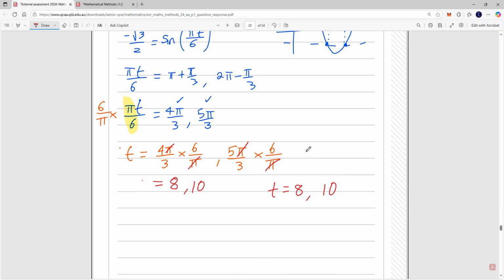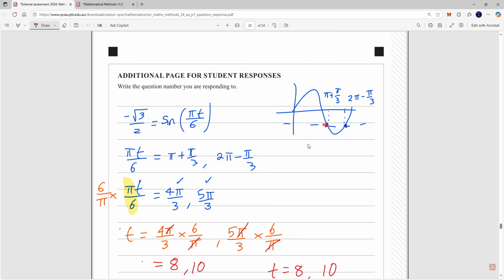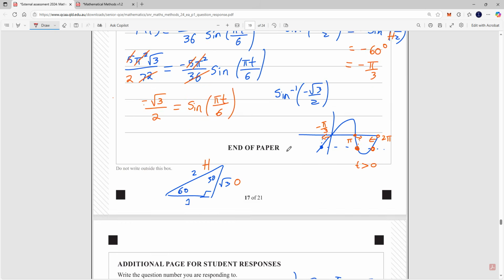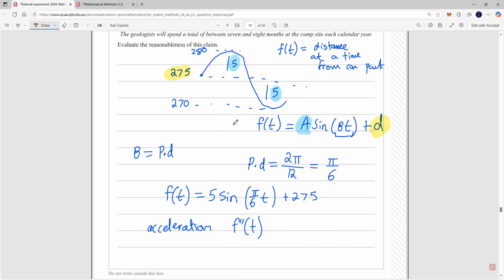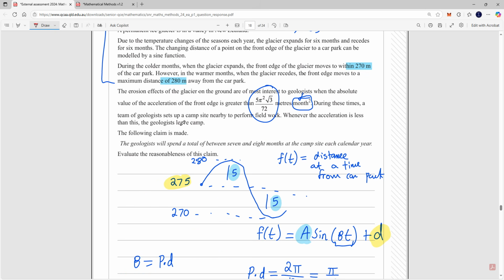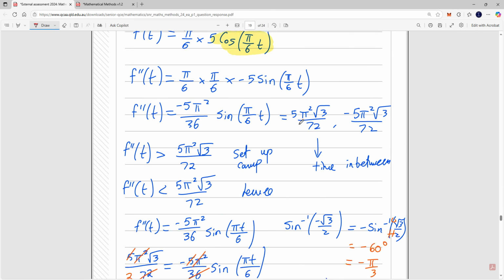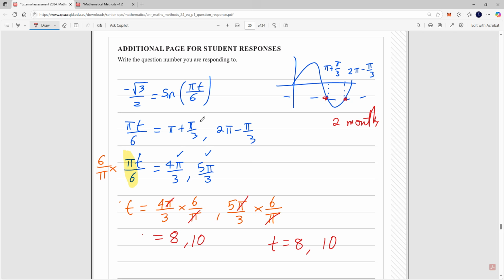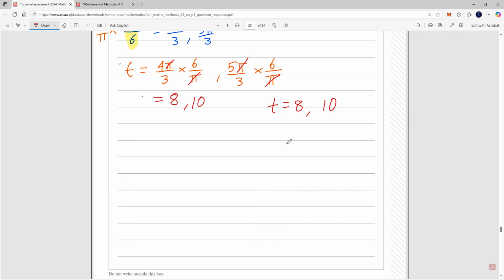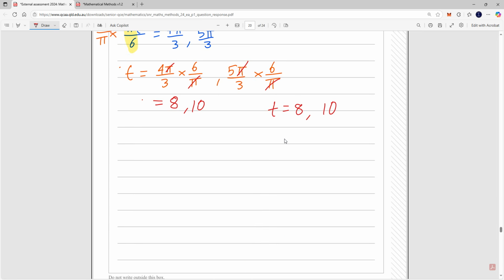Okay, so that means the distance of time between those guys is only 2 months. So at the moment that claim is not reasonable when they said 7 to 8 months. Now a lot of people would just stop there. You've got to do the negative one as well. Okay, so we've got to know when does it equal the negative version of that guy, because we've got to compare that as well, because acceleration can be negative as well.